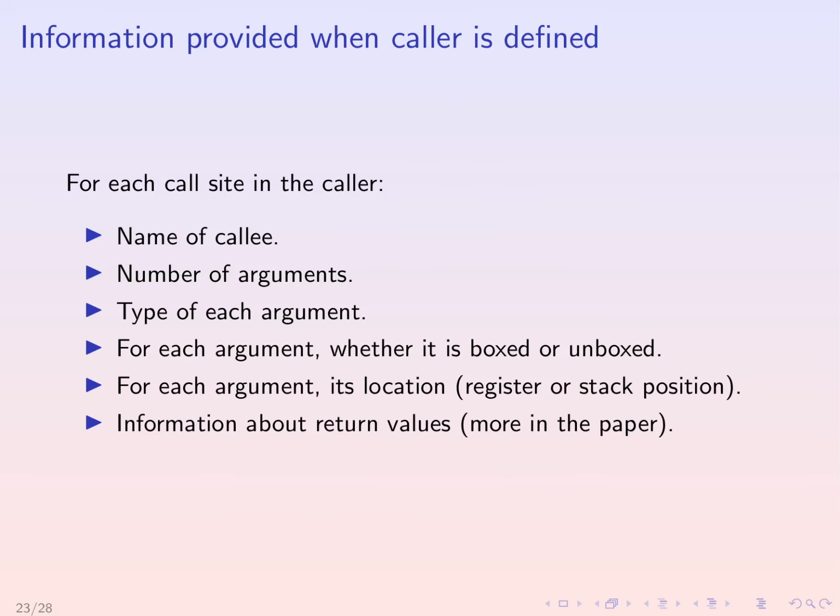So for this technique to work, the caller has to provide a certain amount of information to the callee. It has to provide the name of the callee, the number of arguments, the type of each argument, and for each argument, whether it's boxed or unboxed, and for each argument, its location, which could be in a register or a stack position. And it must provide information about return values. We're not going to discuss the return values any further. There's more information in the paper.